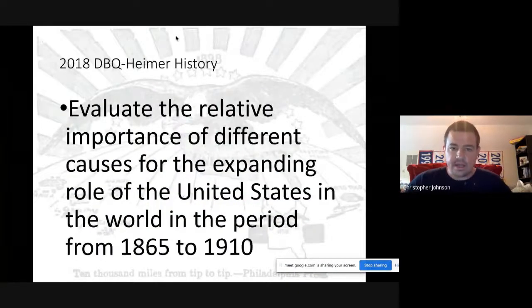The question that is going to be posed to you for today's lesson is, evaluate the relative importance of different causes for expanding the role of the United States in the world from 1865 to 1910. So what reasons did the United States have to start expanding around the world? This is your DBQ analysis for homework for this Sunday, so doing this lesson will extremely help you in figuring this out.